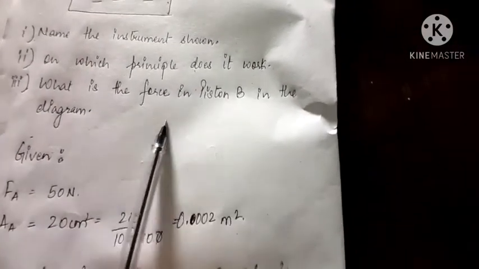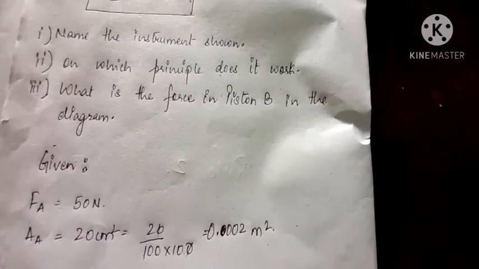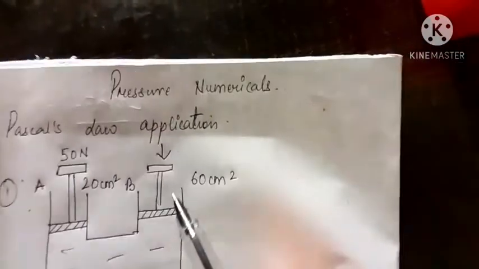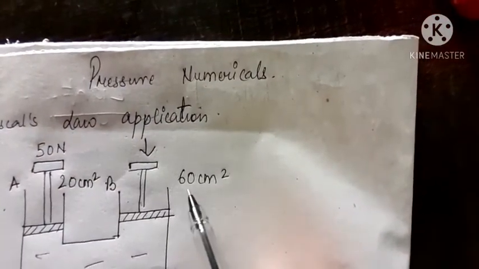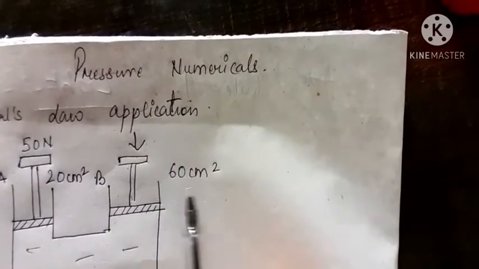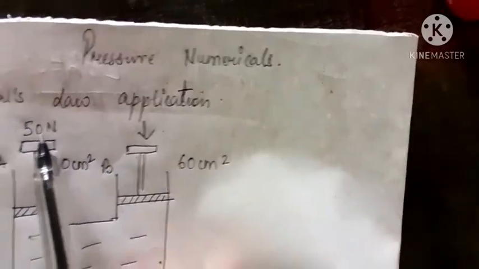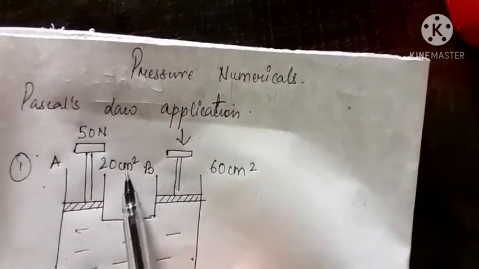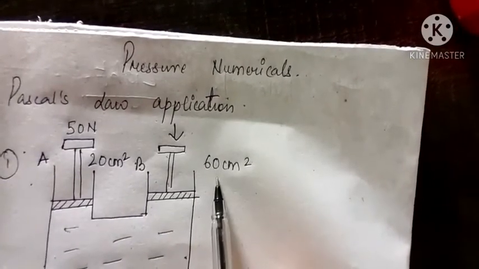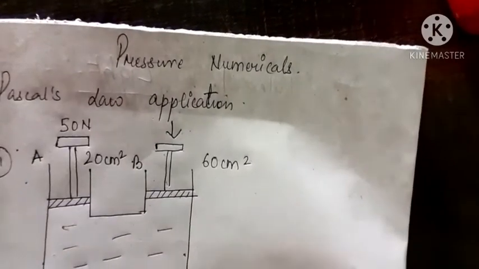What is the force in piston B in the diagram? Now let us go for solving the numerical in piston B. See here in this diagram, we do not have force. We have only area, which we have just converted into 0.006 meter square. We do not have force in B, but we have the area of B. Now, remembering the formula of Pascal's law, let us solve the numerical.